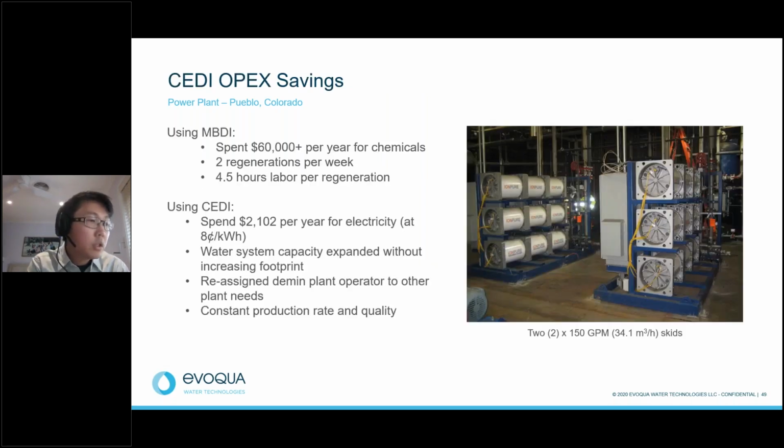In terms of using the old mixed bed modules, in a year they would spend about 60,000 on chemicals. There are 2 regenerations per week, and each time is about 4 to 5 hours. When they switched to our CDI modules, in a year they spend about $2,000 on power consumption. At the same time, the water system expanded at the same footprint. There is also a reduction in labor cost, so the plant operator can multitask and do other things. On top of that, there is consistent production rate and quality.